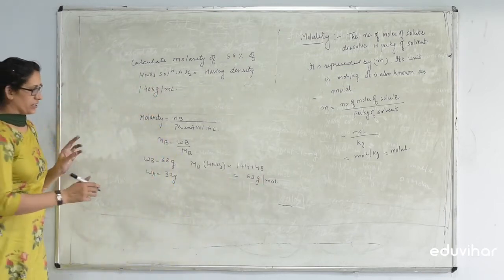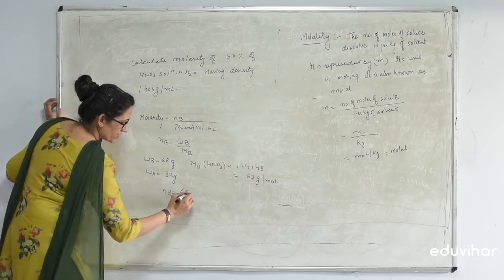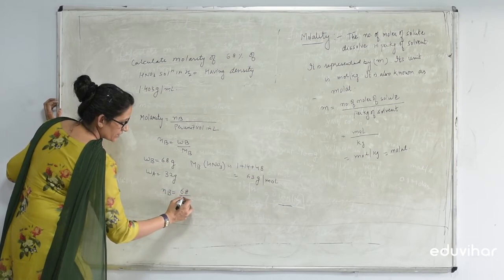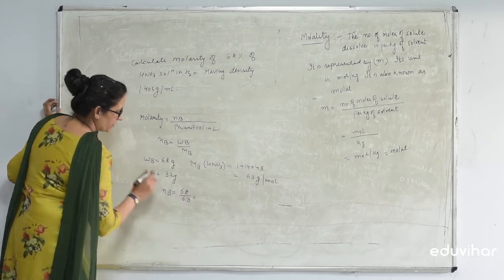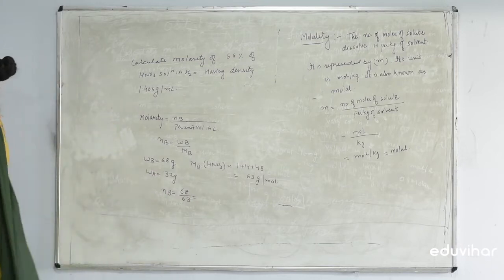Wb is 68, so we have to calculate Nb. Nb is equal to given mass, that is 68 divided by 63. Please calculate it.